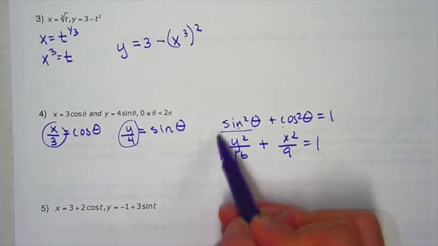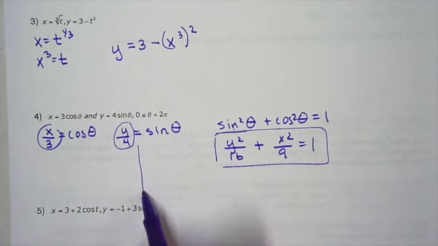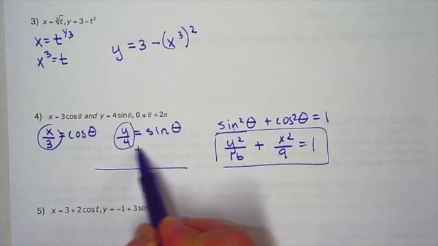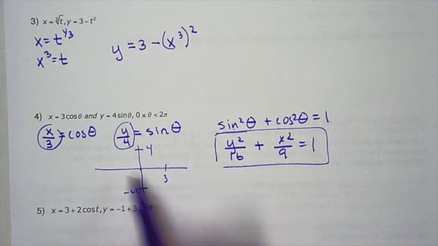Now notice, look at your equation. This is the graph of a circle. Center is 0, 0, y goes up 4, down 4, 3, 3. So this is your graph.